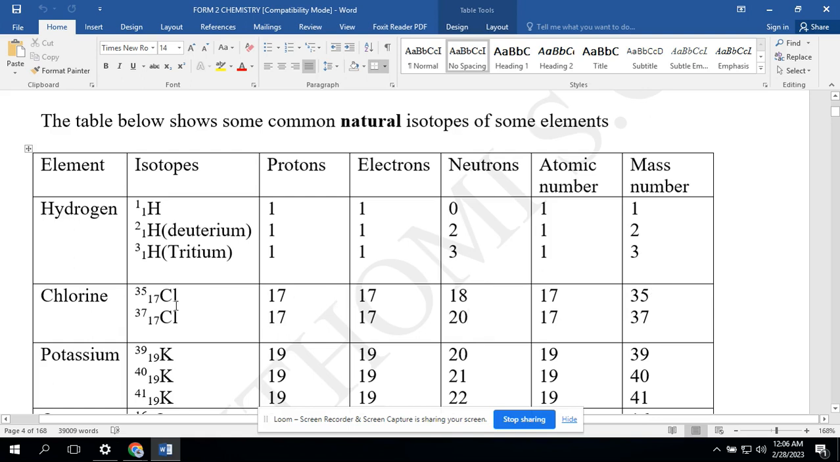For example, chlorine of mass number 35 has 18 neutrons. So when you take 18 and add to it 17, the number of protons, it is going to give you this 35.